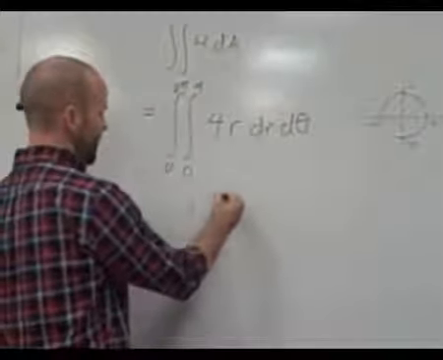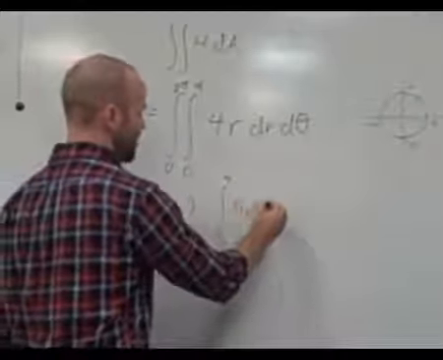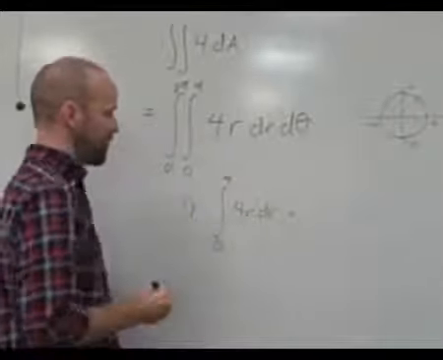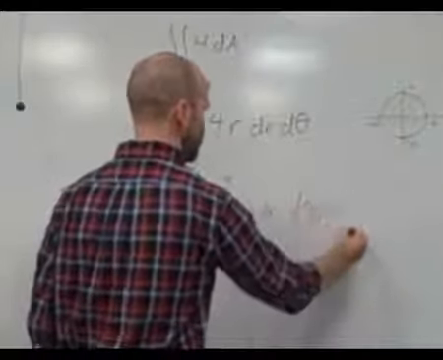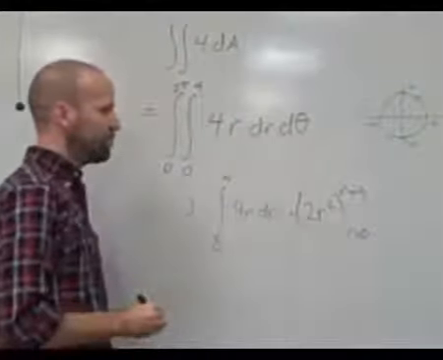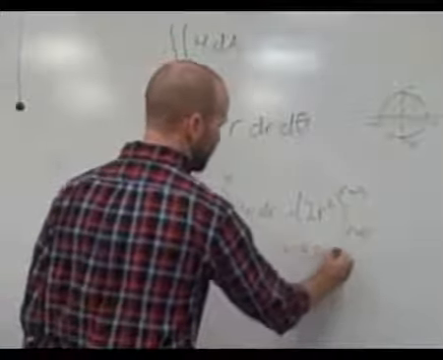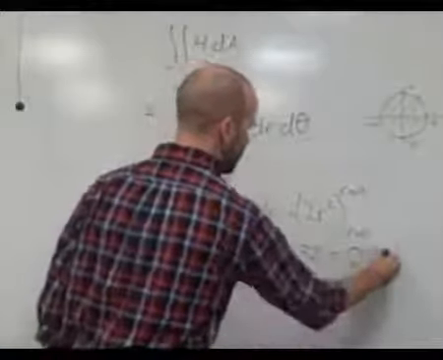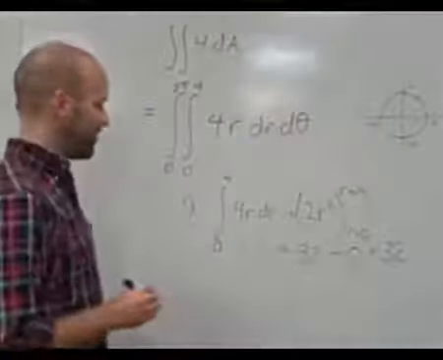So my first step is the integral from 0 to 4 of 4r dr, which is just going to be 2r squared, and then r goes from 0 to 4. If I substitute 4, I get 32, and if I substitute 0, I get 0. So after my first integral, I'm left with just 32.